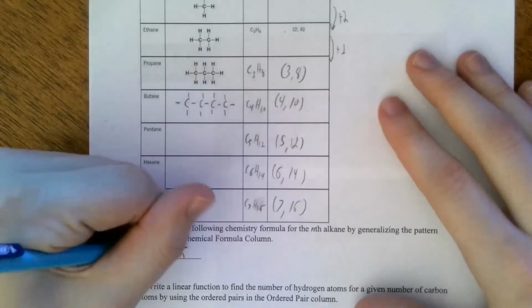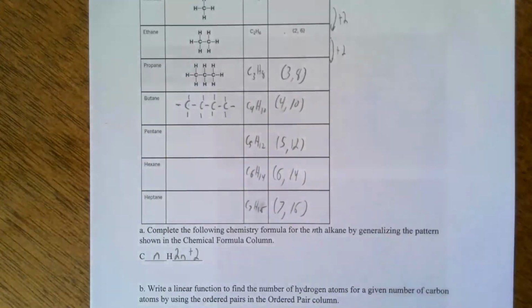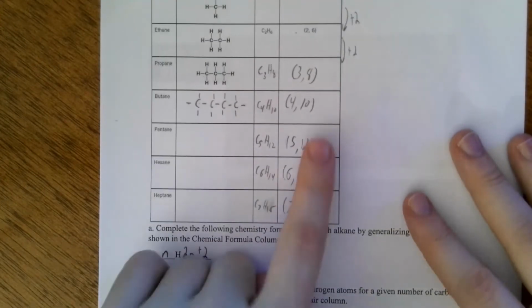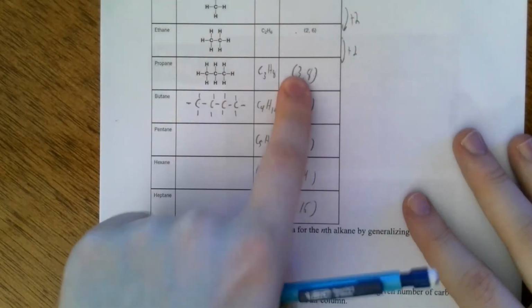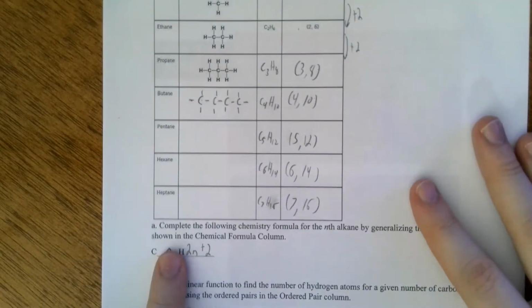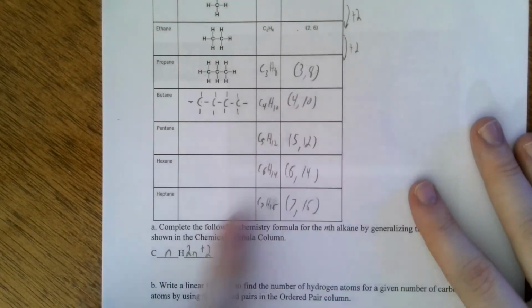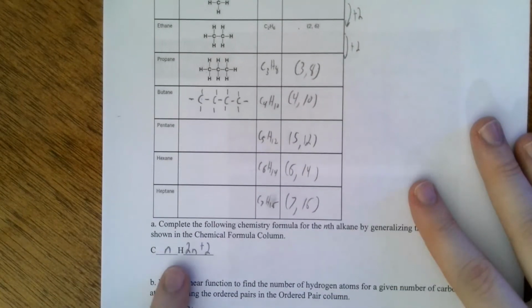So what I can do is 2n plus 2 down here. Right? So 2n plus 2 is the number of hydrogen atoms I have. And we can check to make sure this works. I'll plug in 3 for carbon, so n is 3. I have 2 times 3, which is 6, plus 2, which is 8. Right? So we verify that this is the right formula.